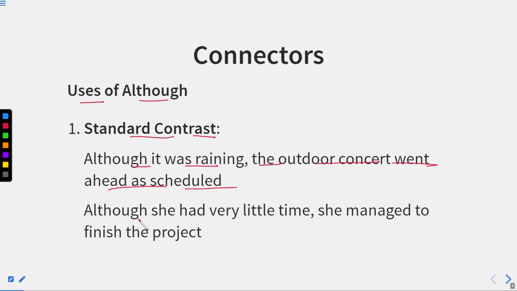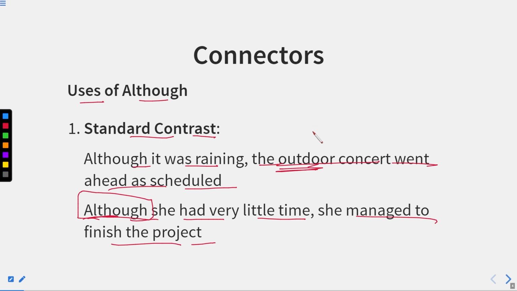Now another example of it is, although she had very little time, meaning no time at all, she managed to finish the project. It means maybe it was not even a sufficient level of time she had, still she managed to finish the project, which was really unexpected. So although is showing the contradiction between the two situations, and also it is saying that the work which had to be done continued or happened, whatever the situation was.